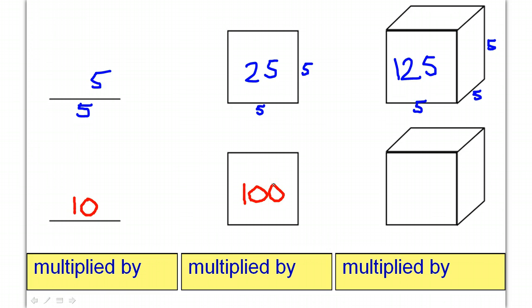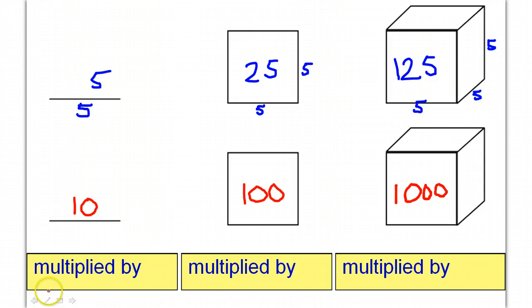Okay, hold on, let me pause this for a second. The new area was 100 because that's 10 by 10. What's the new volume going to be? The new volume is going to be 1,000, because 10 times 10 times 10 is 1,000.